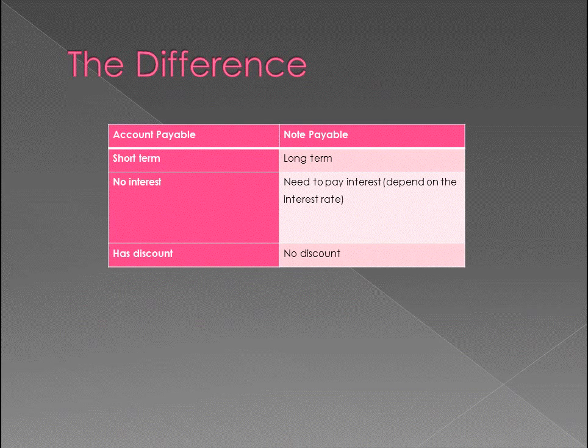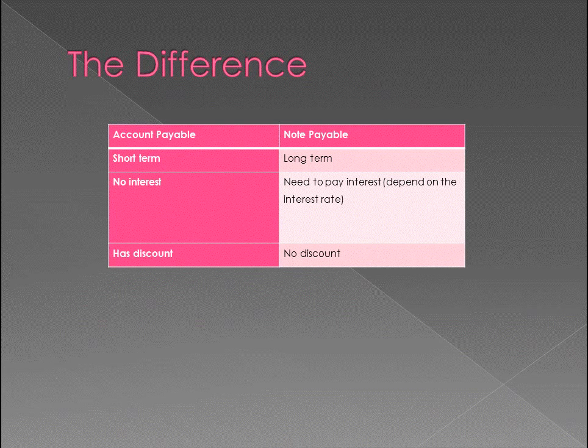Accounts payable refers to liabilities owed to creditors from whom you have made a purchase. Notes payable refers to liabilities owed to investors from whom you have borrowed money by issuing a debt security.